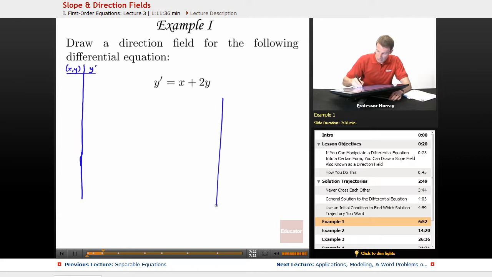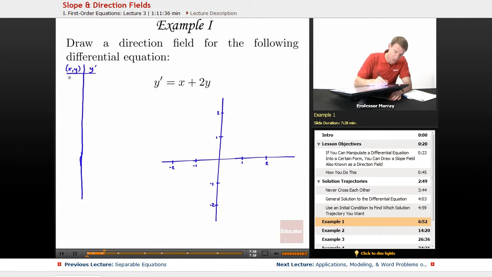So I'm going to make a fairly big graph here. I'm going to use a pretty big scale, so I'm going to maybe make that 1, that's -1, that's -1, that's 1, so 1, -1, 1, -1, 2, 2, -2, -2. And the idea is that I'm going to plug different combinations of x's and y's into the differential equation here and figure out what the slope should be at those different points.